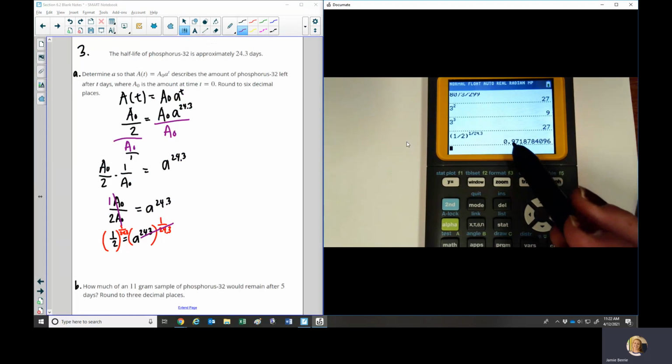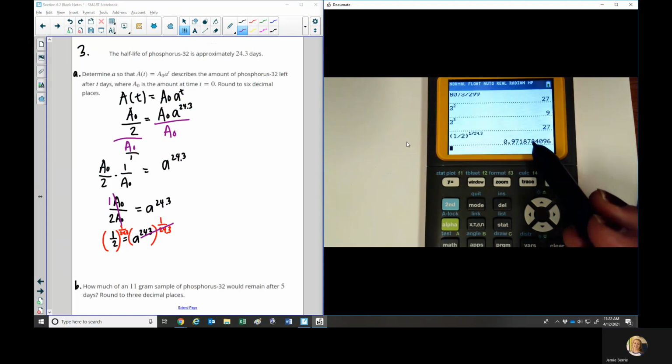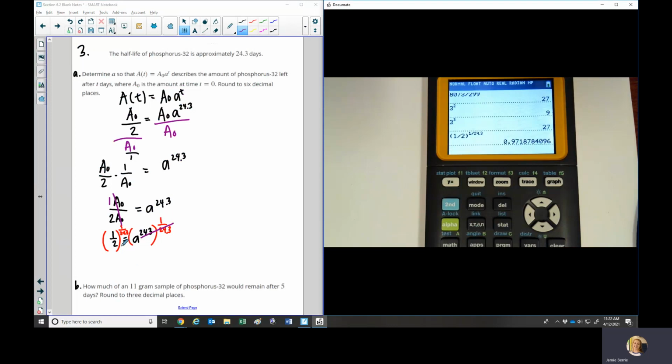It said to round to 6 decimal places. So 1, 2, 3, 4, 5, 6. All right, so we're going all the way to the 8. We don't need to round up. So we have a equals 0.971878. Yeah, that's 6 decimal places. All right, so that's our value for a. That's our decay rate.